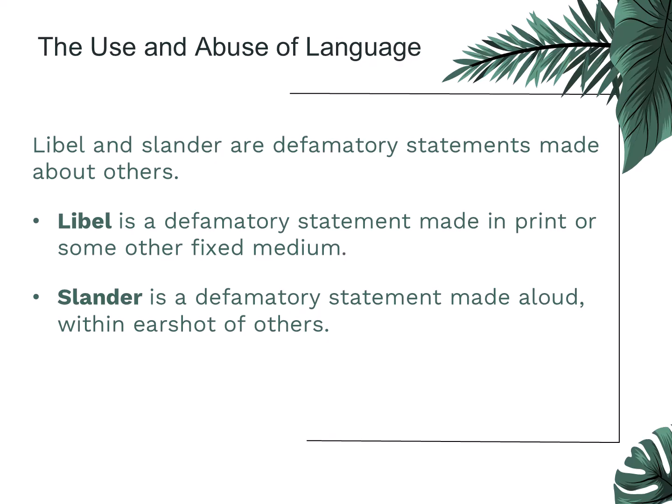Or I shouldn't say permanent, but once printed, it's harder to take back, right? Slander, on the other hand, is the defamatory statement, but it's made out loud, so you're speaking it, and it has to be within earshot. Slander can't happen if nobody hears it. You're just saying it to yourself. That's just self-care. So defamation is language that is harmful to a person's image or reputation. And whether it's print, libel, or verbal slander, it can have legal implications. So we always have to be very mindful of what we say and where we type it.